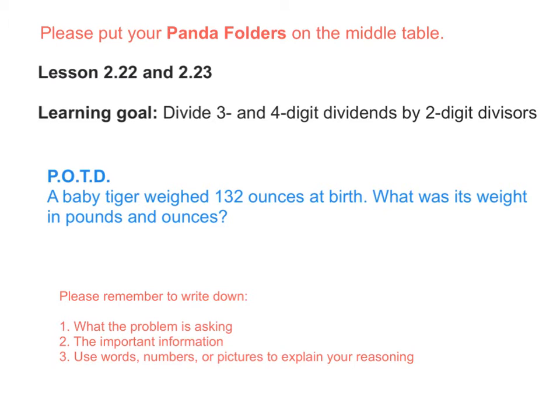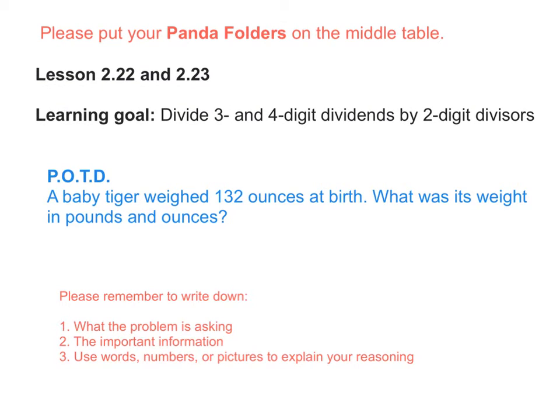Remind me again, what's another word for dividend? Whole. So we can think of this as dividing 3 and 4-digit wholes by 2-digit divisors. How is this the same as what we've been learning? Reagan? It's still dividing whole numbers, yeah. How is it different? Vasisht? We're dividing bigger numbers now, 3 and 4-digit wholes, instead of before we were just doing 3-digit wholes, right? Okay, good.